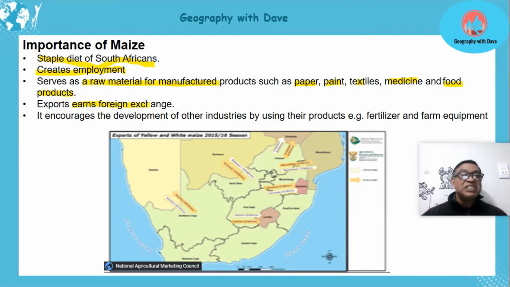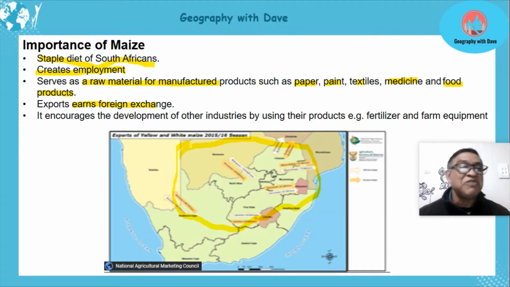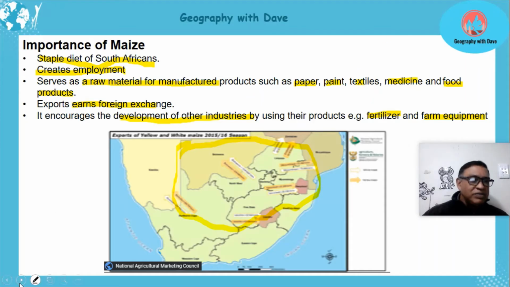It earns foreign exchange. Look at the places that it goes to, all these different areas it's going through. So it serves so many other countries. We export to them, so it brings in a lot of money. And of course, as in beef farming with maize, development of other industries, for example fertilizer and farm equipment, all those industries develop to a great extent, because they're needed by this large production of maize by farmers. Okay, right, let's go on.